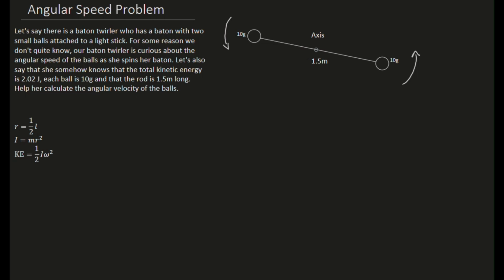So let's say that there is a baton twirler who has a baton with two small balls attached to the end of a light stick. And she's just really curious. She wants to know the angular speed of the balls when she spins her baton.